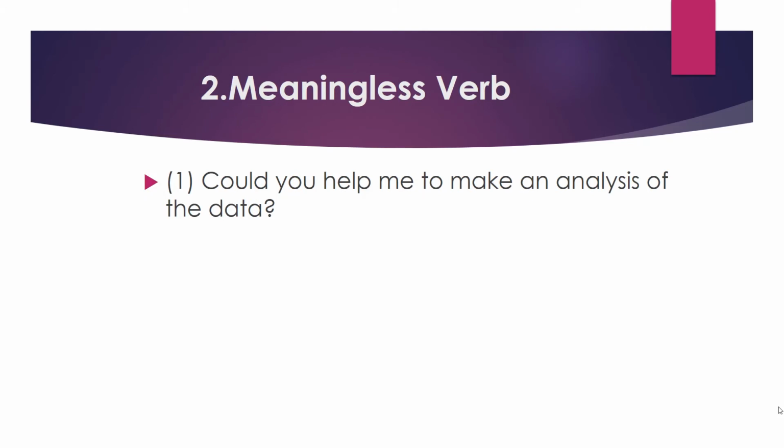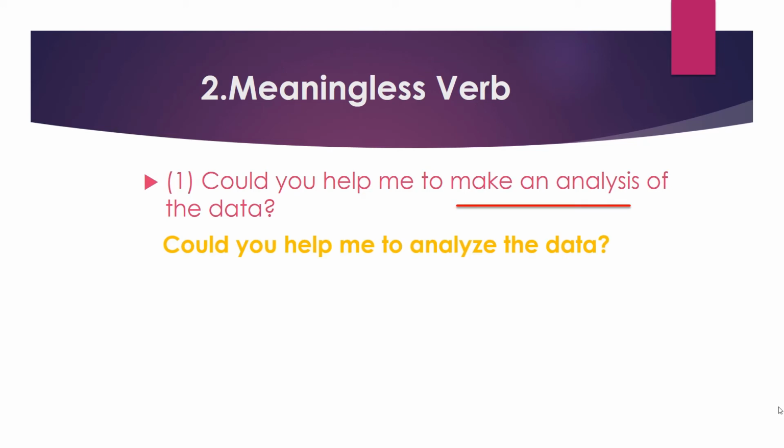The second type of redundancy lies in the use of some meaningless verbs. Look at two examples. What's the problem with the first sentence? What do you think about make analysis of? In this sentence, the verb make is a weak, colorless word having no specific meaning of its own. The real action is expressed in the noun analysis.